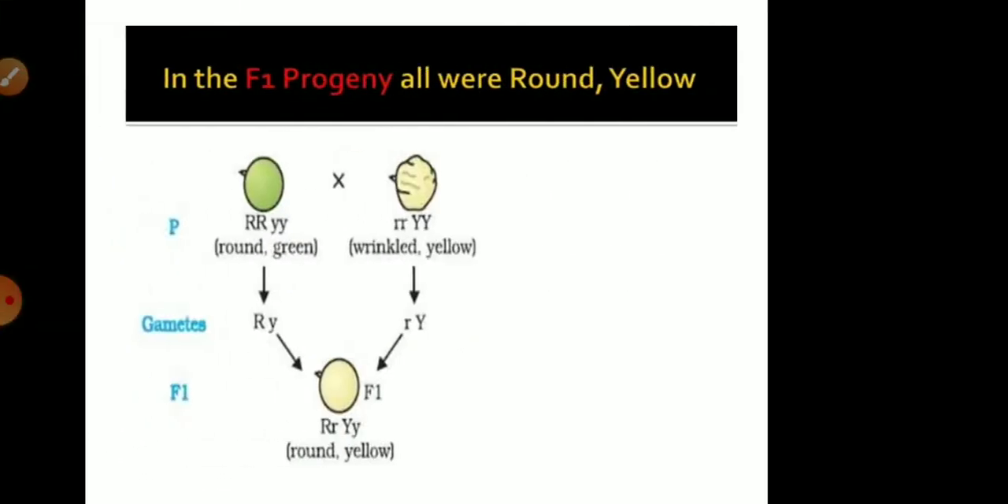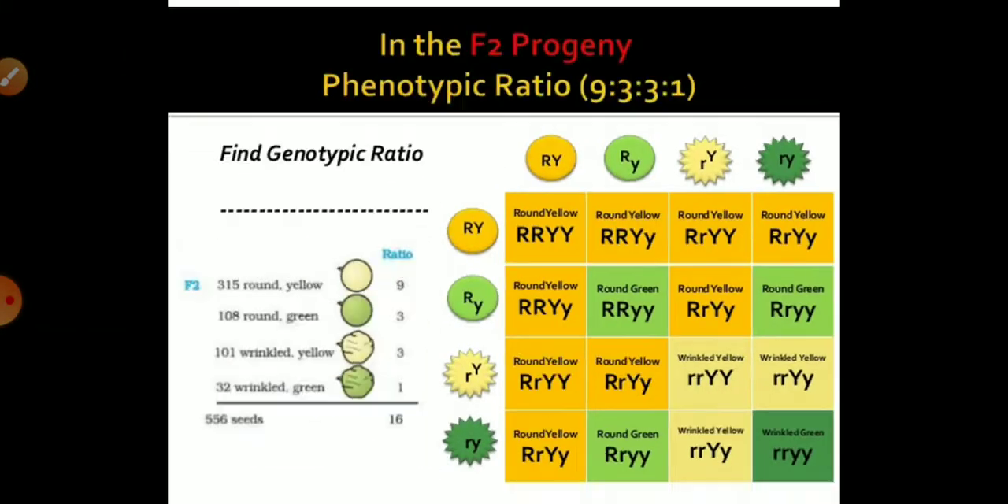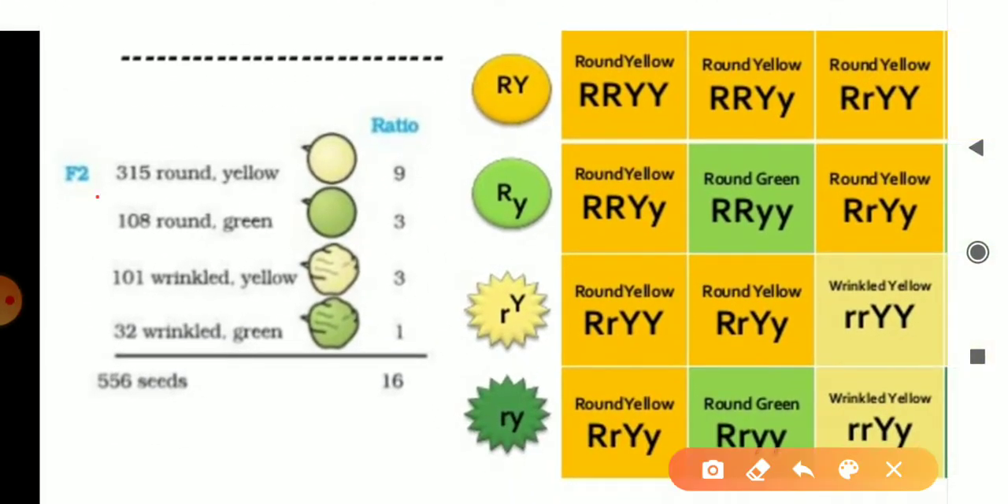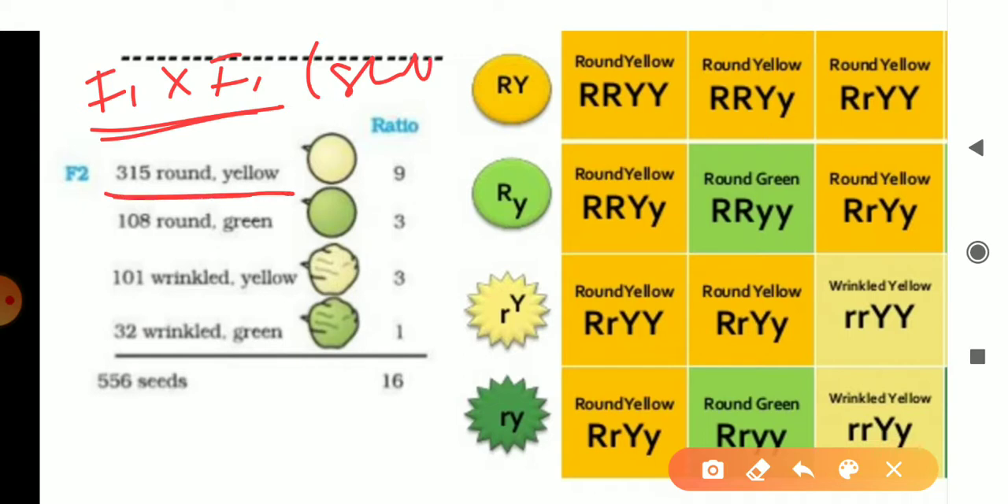In the F2 generation, apart from the dominant and the recessive traits which were expressed, he also got some new combinations. When the F1 generation plants were allowed to self-breed, he got plants which produce round and yellow seeds, and wrinkled and green. These were the parental types, right? But apart from this, he got two more new combinations, that is round and green, and wrinkled and yellow.